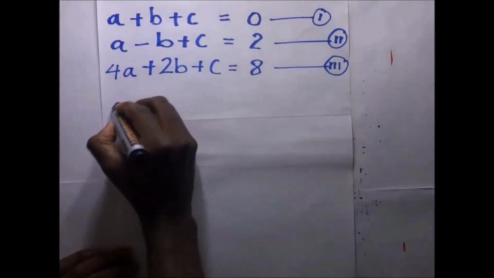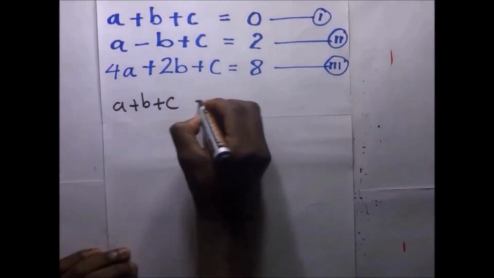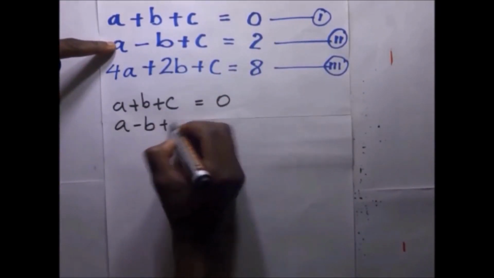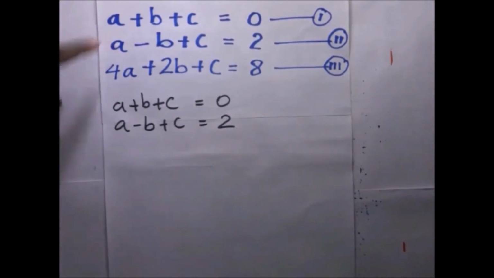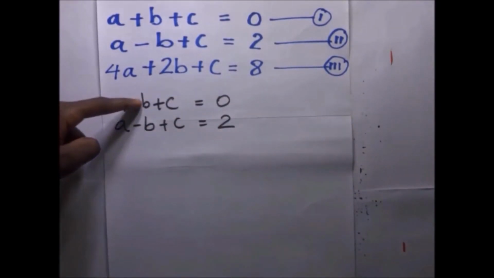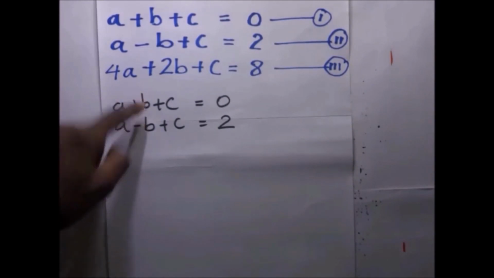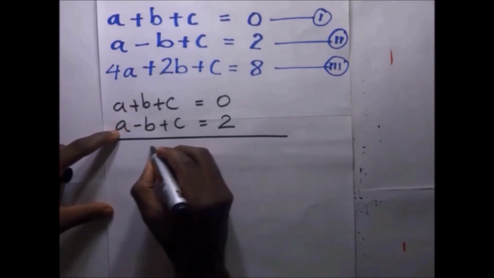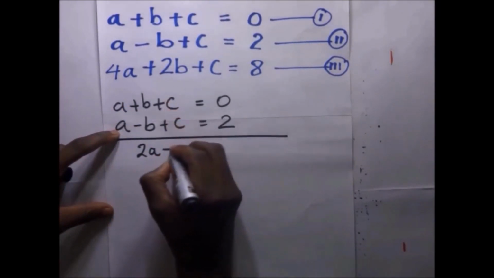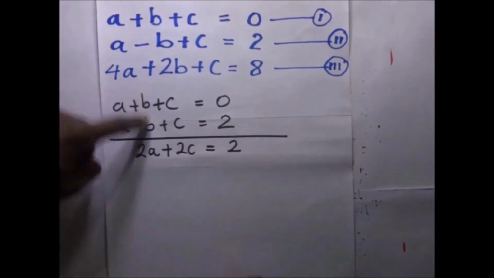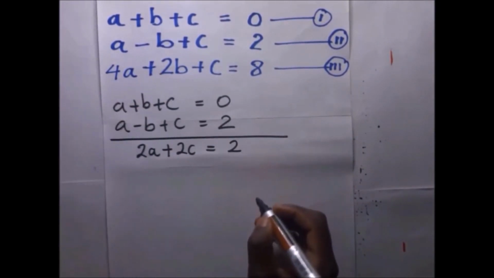We have a plus b plus c is equal to 0, and then we have this one, a minus b plus c is equal to 2. Now if we are to eliminate b in this equation, if we simply add these equations, this equation plus that equation, b plus b here, this will disappear. So if we add those two equations, we shall end up with a plus a, that is going to be 2a, c plus c is plus 2c, is equal to 0 plus 2, which is going to be 2. I mean b plus b here, it is 0. So here we have our first equation.